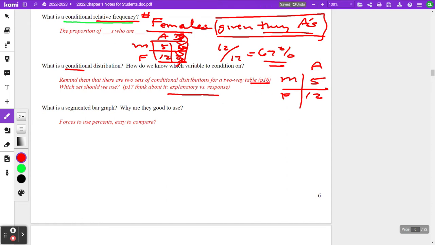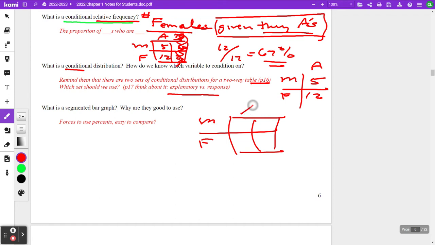All right. So a segmented bar graph. Now, these are really, really good to use. So we got a bar graph before. So let's just take this graph that I created, which is super irritating. So let's just go back to the two-way table. I'm already messed up, guys.